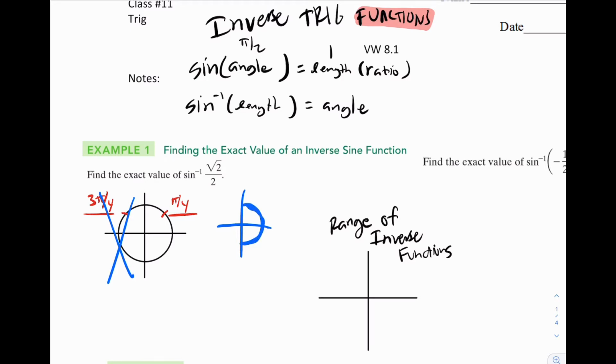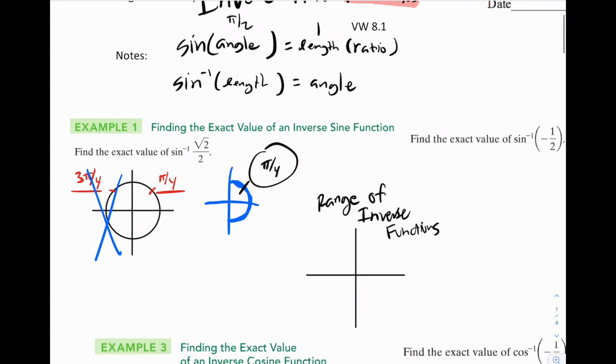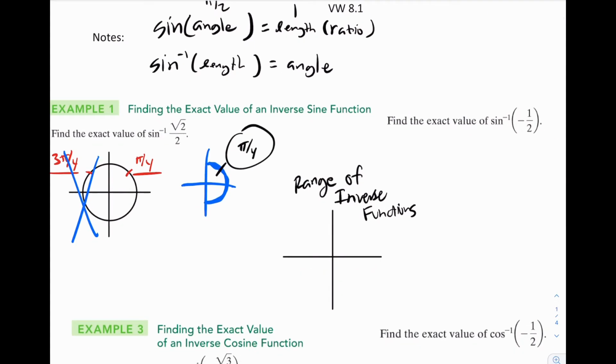We'll talk more about the theory of the why in class, but for now, we're going to focus on mechanics. So you highlight quadrants 1 and 4, and within that, you think about where sine hits root 2 over 2. Notice how that's only one place. That would be pi over 4, and that is your only answer. A little shortcut you're going to write is right here, range of inverse functions. We're going to write sine right there. That's going to be our little cheat sheet.